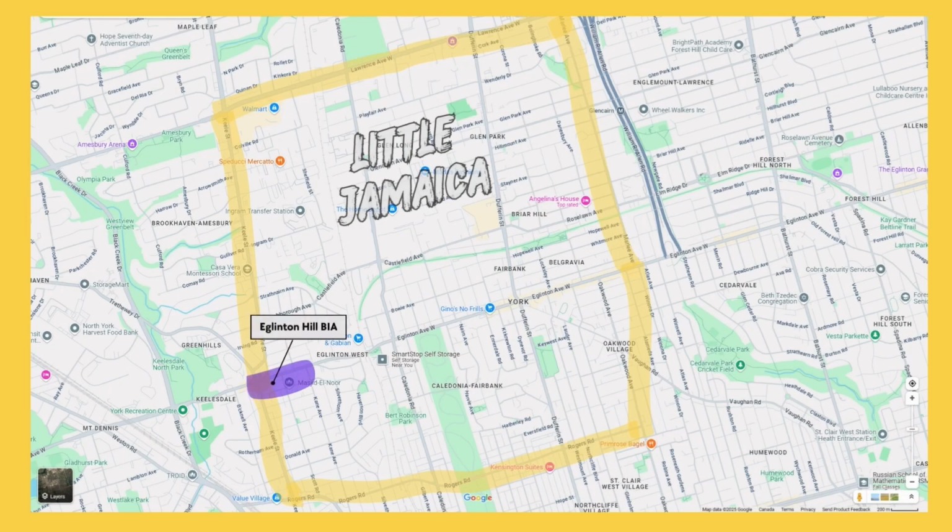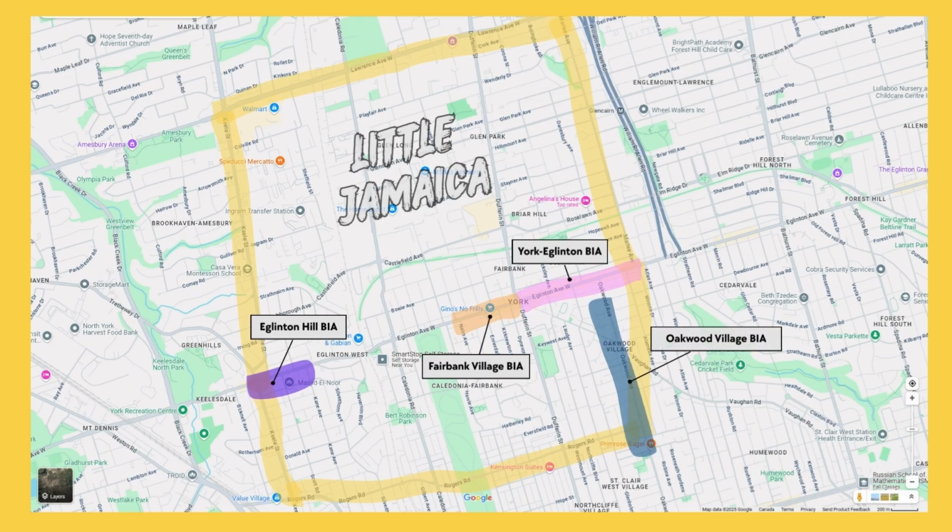And from west to east, we're looking at the Eglinton Hill BIA, from Keele about 5 blocks in that vicinity. Fairbank Village BIA, that one is just west of Dufferin for about 5 blocks. The York Eglinton BIA, that one is on the east side of Dufferin along Eglinton to Marley. And then Oakwood Village BIA, that's on Oakwood, south of Eglinton. And more specifically, the York Eglinton BIA, that's the core area of Little Jamaica.